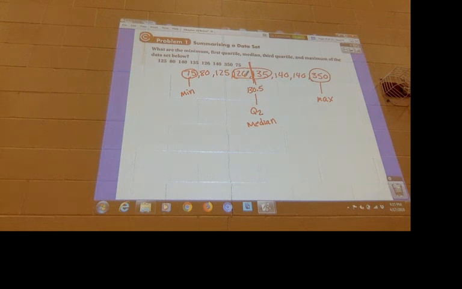Now I need to find the median of the bottom half. So it looks like the median ends up being these two numbers, right? So I have to find the mean of these two. I get 102.5, which is my Q1. Then I have this, which I don't need to do any math on. 140 is my Q3.